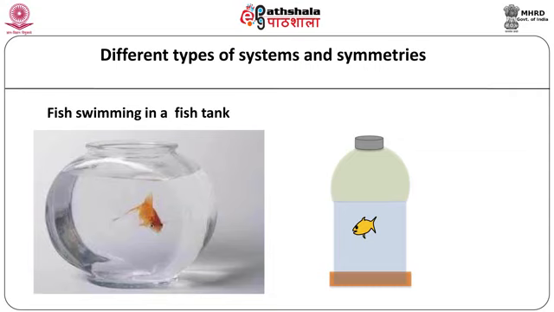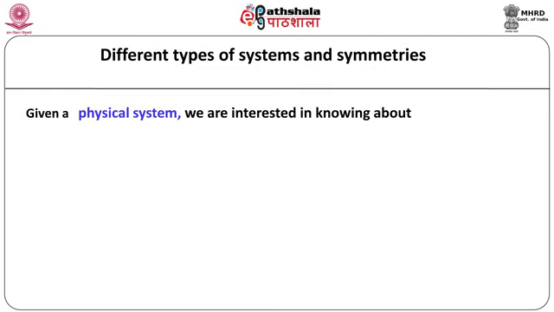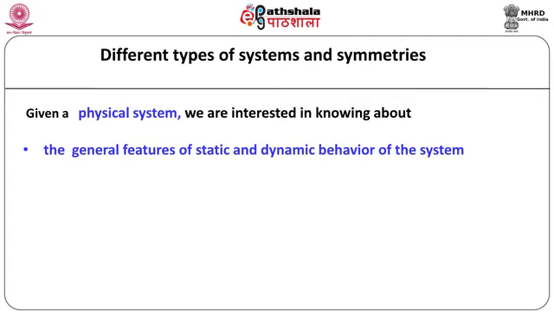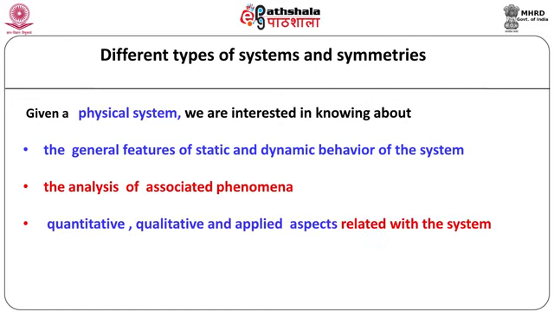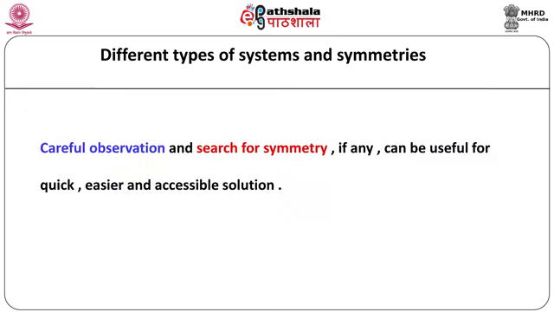Think for a moment and you will note that given a physical system, we are interested in knowing about the general features of static and dynamic behavior of the system and analysis of associated phenomena. In general, we are interested in study of quantitative, qualitative and applied aspects related with system. Careful observation and search for symmetry, if any, are highly useful for extracting useful information about a given physical system.